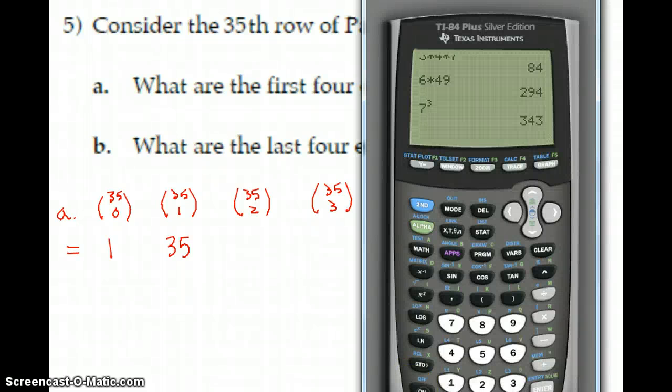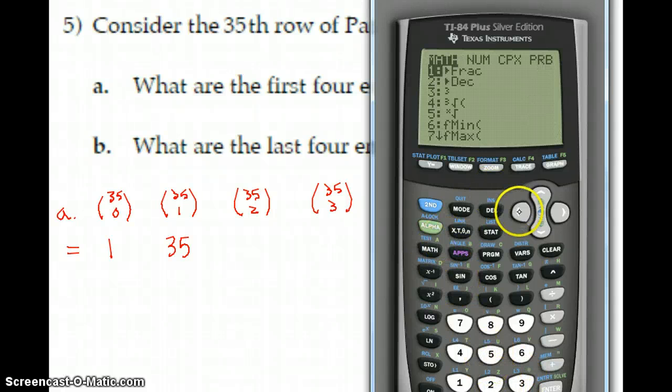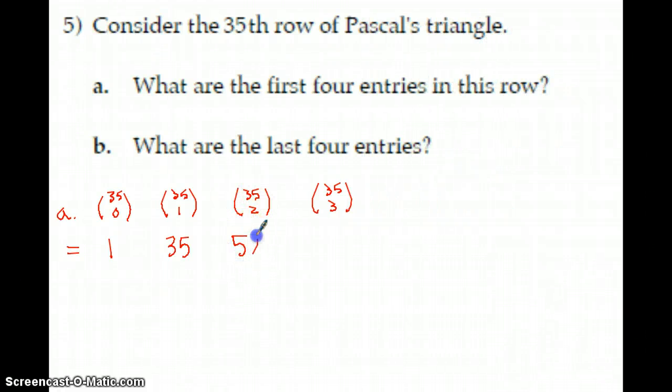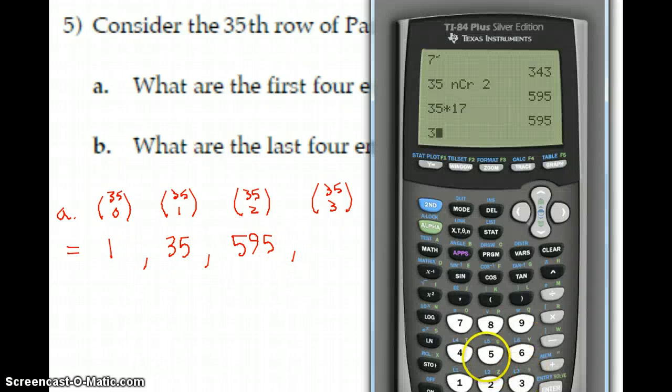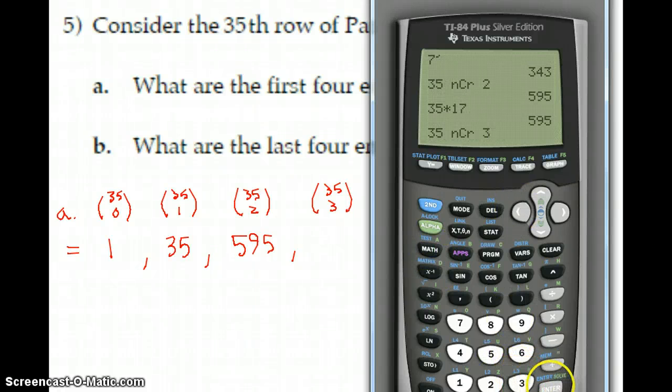But it's just as easy to go to the calculator and go, okay, 35 nCr 2. Which, like I said, should be 35 times 17 if I did that part right in my head, yeah? Yeah, 595. And I just want the first 4 entries, so this is a list. And 35 choose 3. 35 choose 3 is a whole lot bigger. 6545.